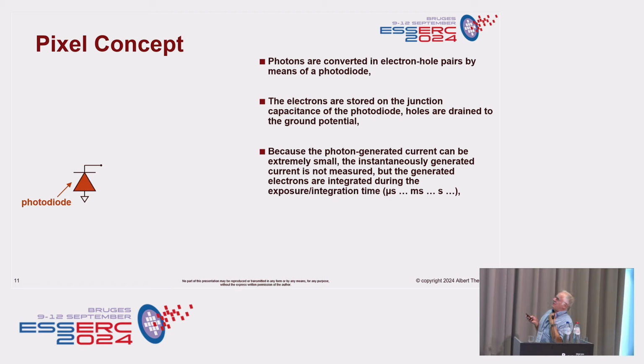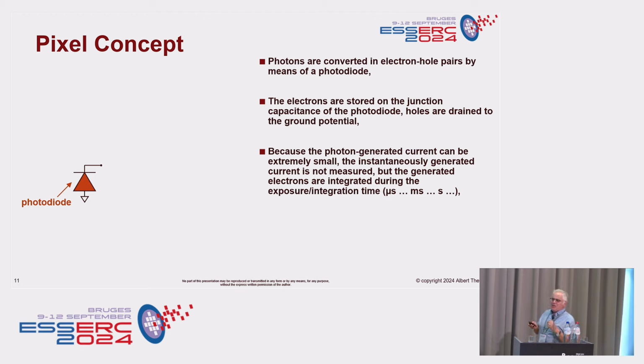Actually, I have to admit that is not 100% correct, because it's the silicon that is converting the photons into an electron-hole pair. And the one who discovered this and described this was already Albert Einstein, more than one century ago. So it's the silicon that converts the incoming photon into an electron-hole pair, and then we need a photodiode to separate the electron from the hole. And we store the electrons in the photodiode on the junction capacitance, and the holes are drained to the substrate.